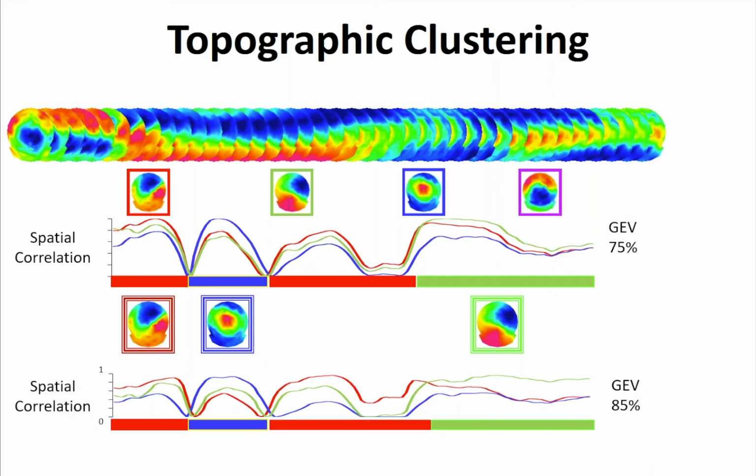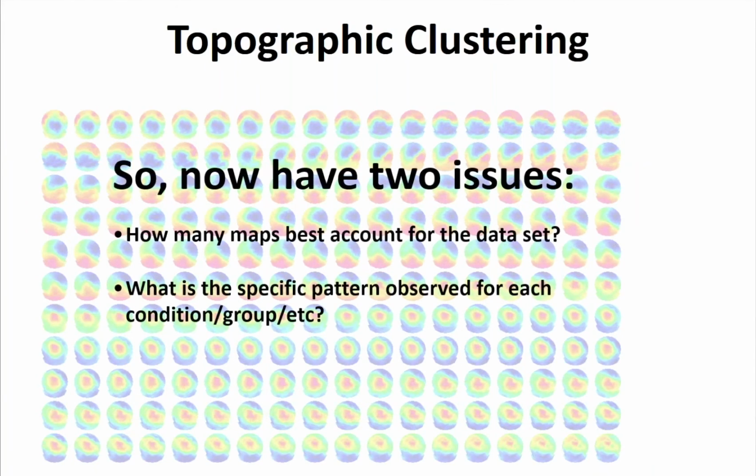So now I have 2 challenges though. How many is enough? And what is the pattern observed back in time, condition, group, etc.? Well, the second point here, we never lost that information. We stripped it off for the clustering, but we kept it. We could always put those labels back on.